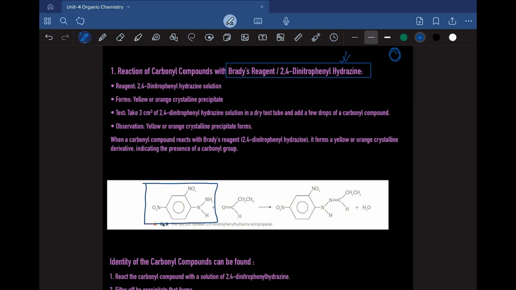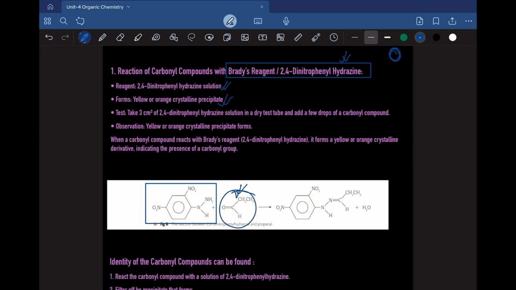So we will react a carbonyl compound with 2,4-dinitrophenylhydrazine, and we will try to figure out whether it is an aldehyde or ketone. The reagent required is the 2,4-dinitrophenylhydrazine solution, and it will form a yellow or orange crystalline precipitate after the reaction.